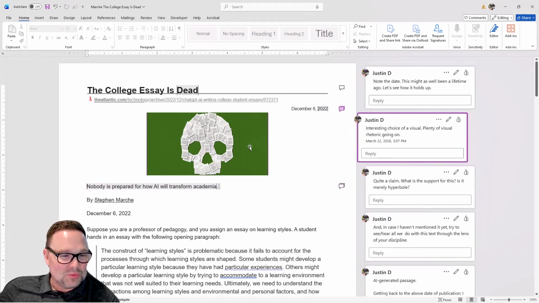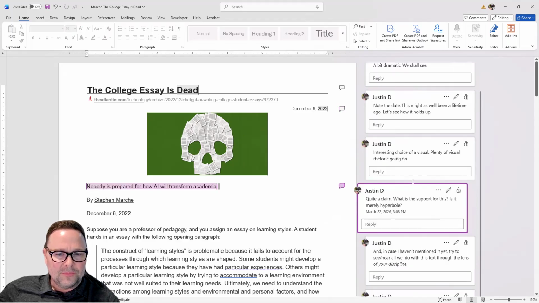This visual I thought was pretty interesting, showing a very common, iconic way of indicating death with a skull. We're just missing, I guess, the crossbones. But what's comprising the skull is what appears to be pages of essays, presumably college essays. So I thought that was an interesting bit of visual rhetoric. And that's something you could totally do something with if you wanted to. We're not going to focus on that here.